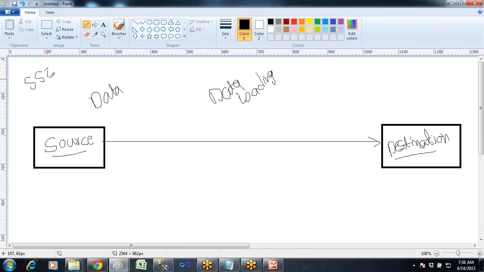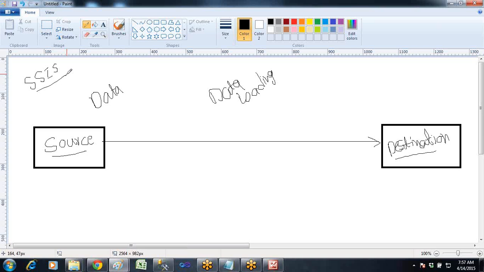Okay, so only for data loading, what is the necessity of using this SSIS technology? If you want to load the data, there are so many third-party tools, so we don't need to use MSBI, sorry, SSIS in order to load the data. The main advantage with SSIS is that other third-party or free tools are not that capable of collecting the data from various sources.